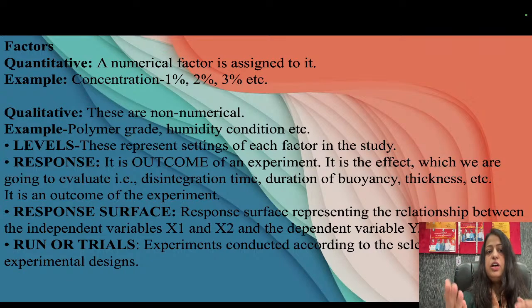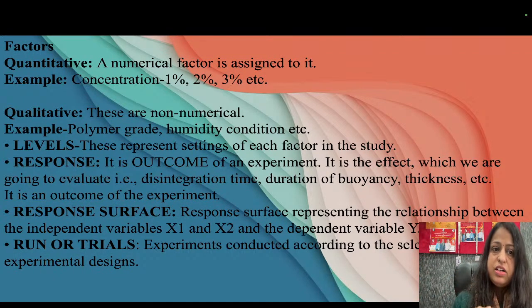So next is your levels. Levels we have to set, at 2 levels we want to see, at 3 levels we want to see. In factorial design we can take two levels, where either I will check it at low level as well as I can check it at high level, right? So two levels we can take, and we can select 3 levels. 3 levels means low, medium and high.